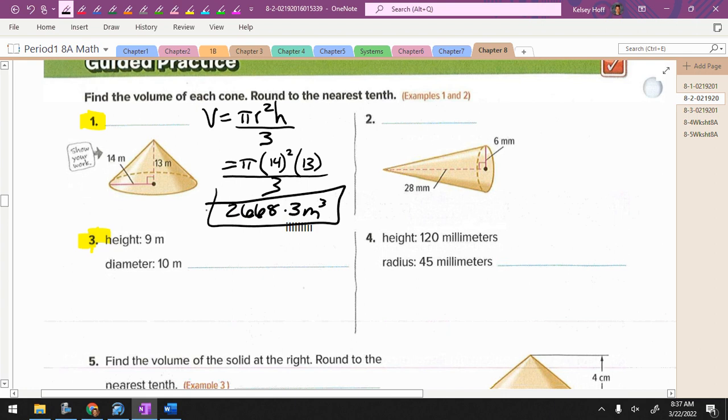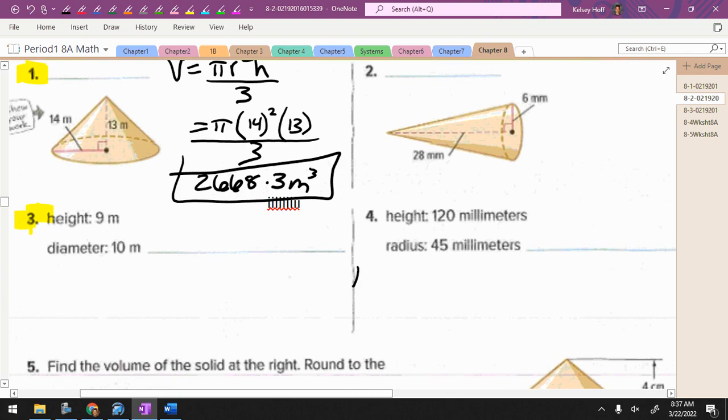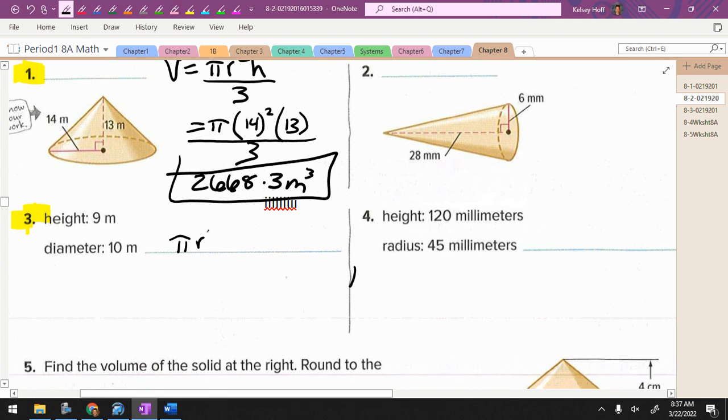Okay? Now do number 3. Some of you are already done. That's fine. Just sit patiently, please. Fill out your formula. Same thing. Write your formula. Whoopsies. Pi, radius squared, height, divided by 3. Do number 3.